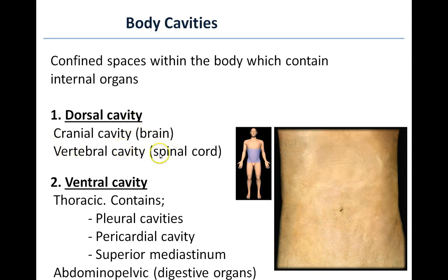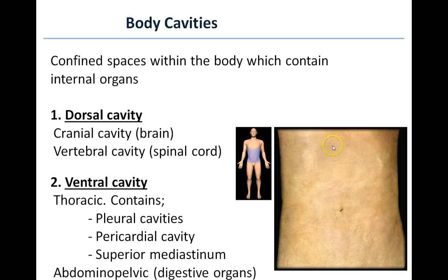We will look at the dorsal cavity in detail when we study the nervous system. The ventral cavity is the other major cavity. The thoracic cavity contains pleural cavities, pericardial cavities, mediastinum, and the abdominopelvic cavities, and we'll discuss these in a little bit more detail in a few minutes. The key thing, however, is to understand what a body cavity is.